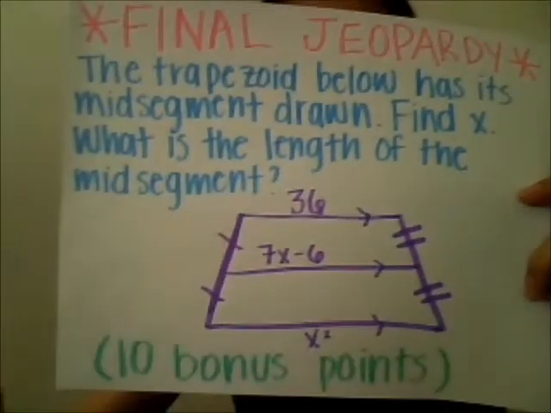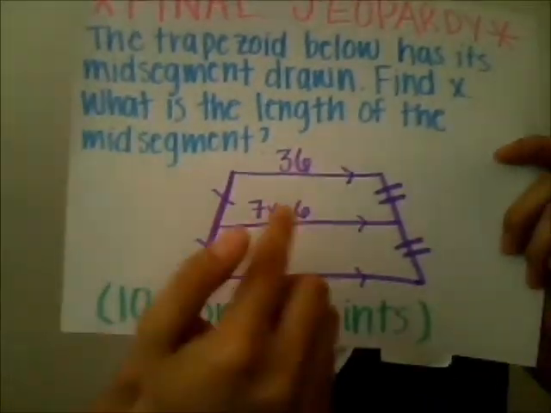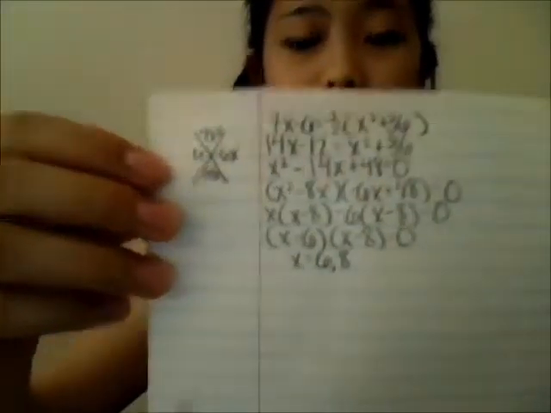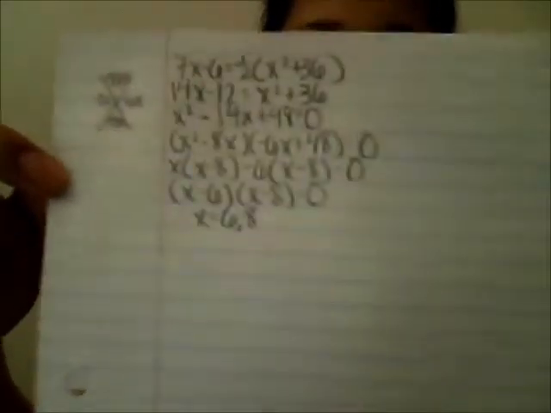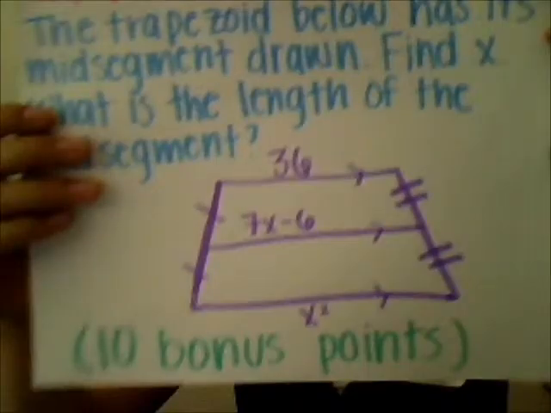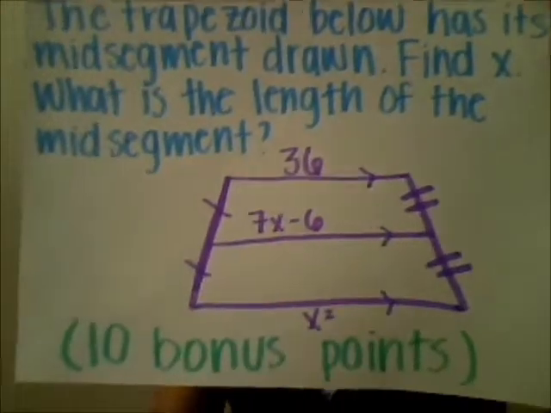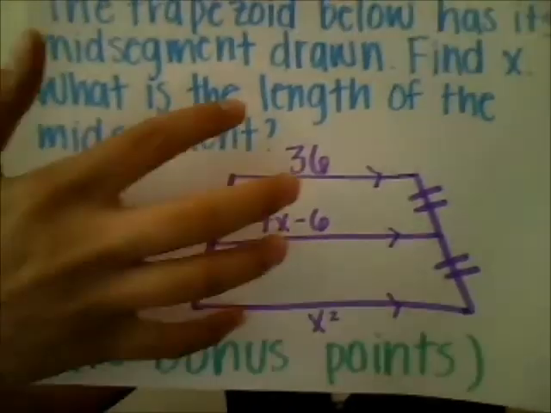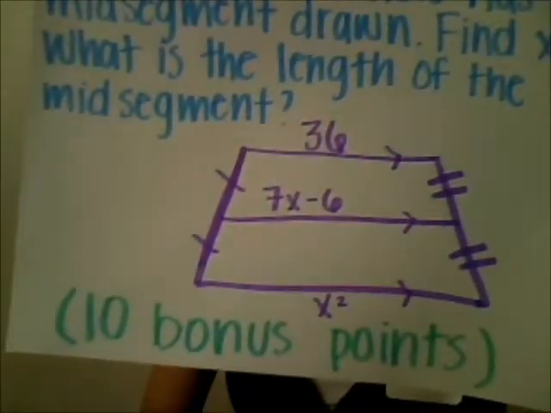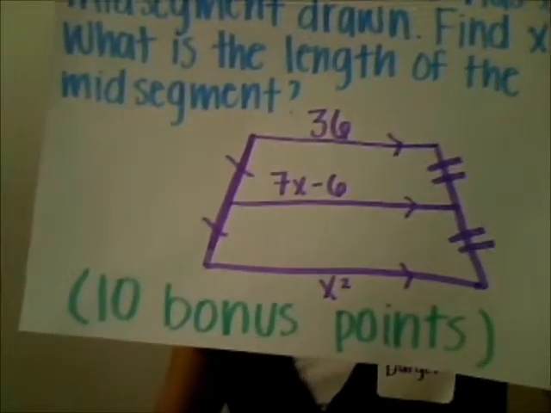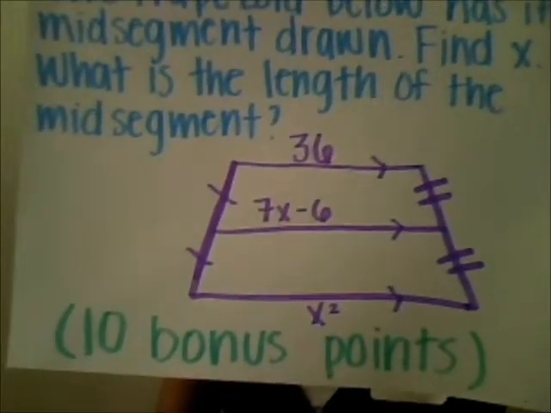The mid-segment of a trapezoid is half the sum of the two bases, so you can set up the equation like this. And now we're in quadratic world, so you have to make it equal 0, and then you have to factor it. And then after factoring, you get x can equal 6 or 8. But if you plug in 6 or 8, that would make the mid-segment 36 or 50 units. However, if the mid-segment was 36 units and both bases were also 36 units, then the shape would be a parallelogram because all the sides are parallel and opposite sides are congruent. So x cannot be 6 because then it wouldn't be a trapezoid anymore. X can only be 8 and the mid-segment is 50.